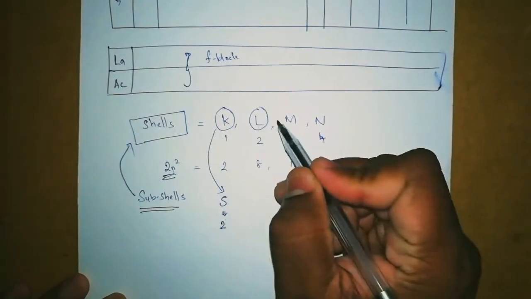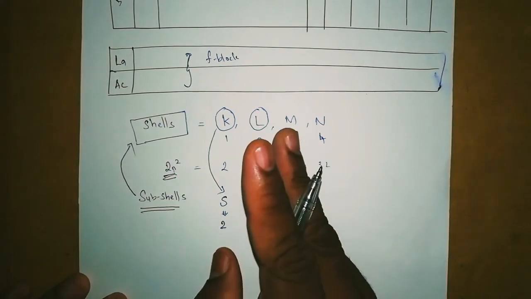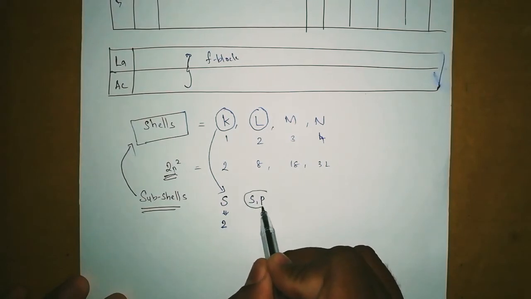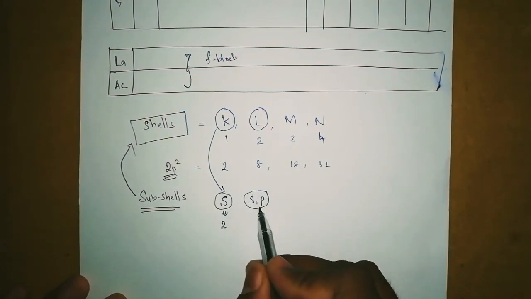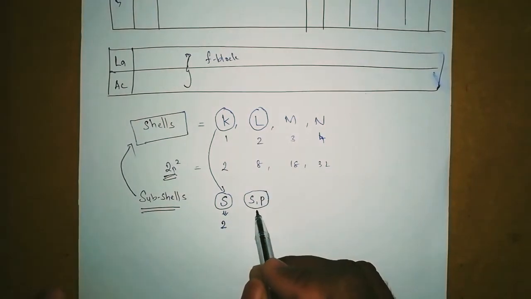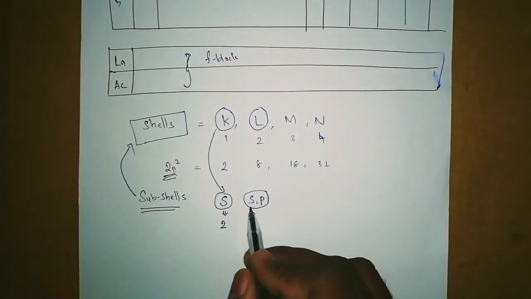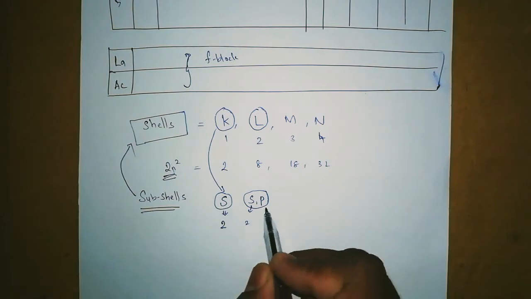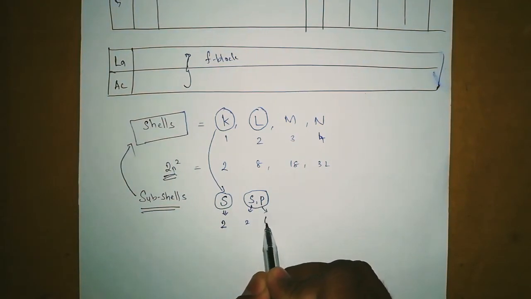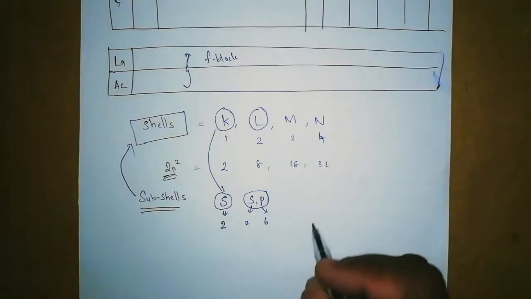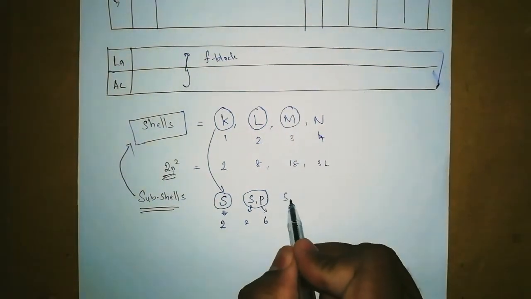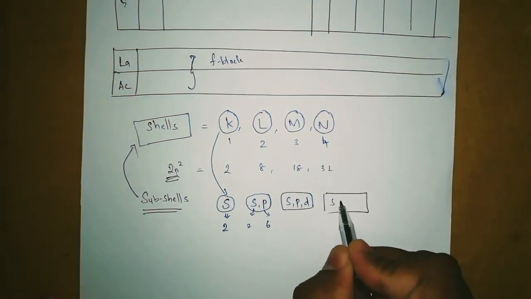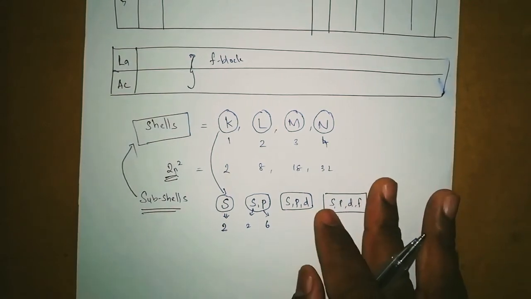And inside the L shell we have 2 subshells, S as well as P. How many electrons can these subshells occupy? Since L has 2 subshells, S and P, S can occupy 2 electrons, which we know already, and P can occupy 6 electrons. Inside M we have S, P, D, 3 subshells. Inside N we have S, P, D and F, so 4 subshells.